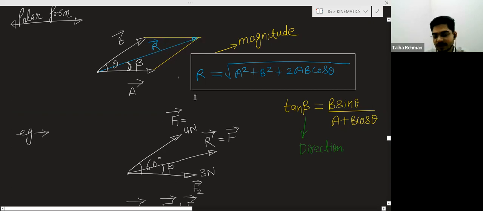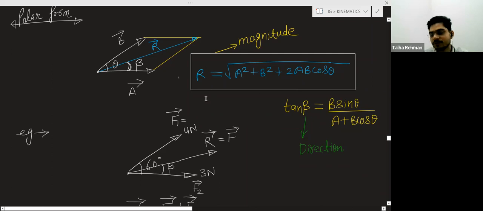So basically you have to remember this formula, how to calculate the resultant of the two vectors. This is the magnitude of the resultant. Magnitude means the length of this arrow: square root of a square plus b square plus 2ab cos theta.